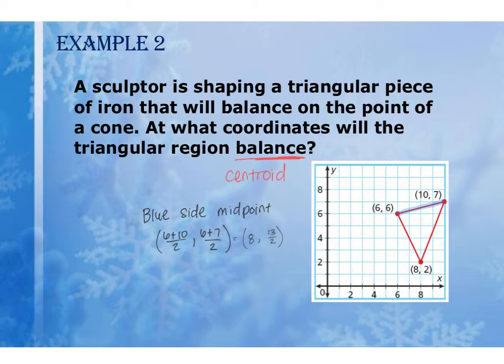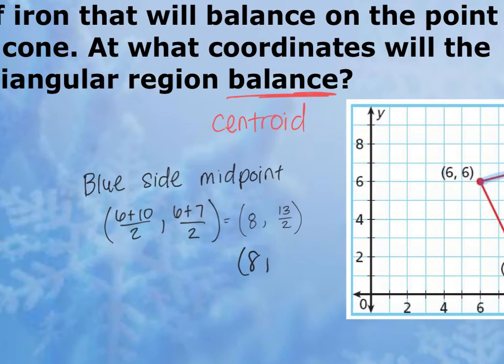We graphed this triangle, and then we were finding the midpoint of each of the medians. So the midpoint that we first found was 8, 13 over 2, which, guys, is just the same as 8, 6.5.